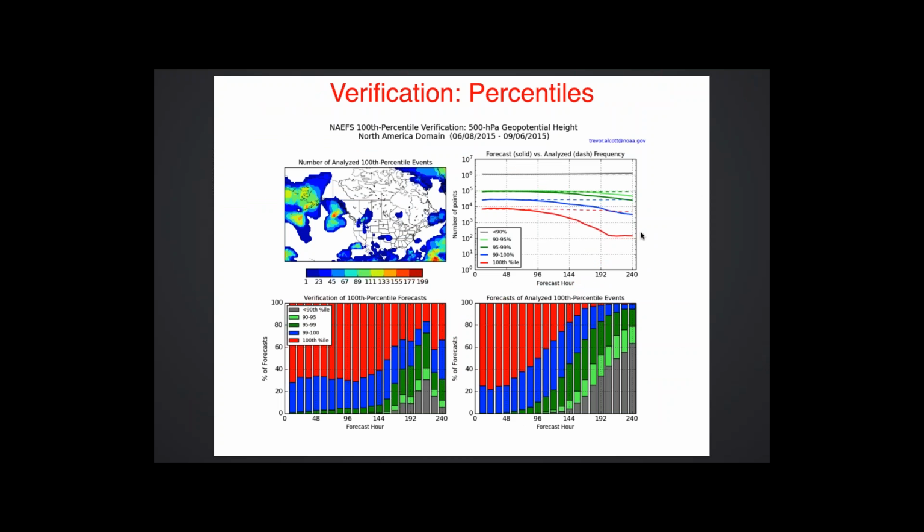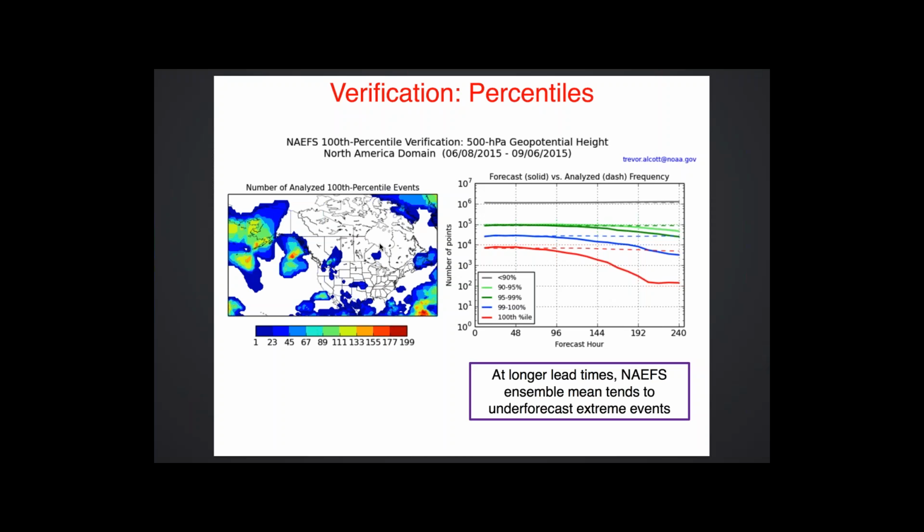So now moving on to the percentiles, again we have a 4-panel chart that will look like this. The top left panel just shows the number of analyzed 100th percentile events for the particular variable that you're looking at. Then over on the right, we have a plot which shows the forecasted versus the analyzed frequency for the various percentiles at the various forecast hours.